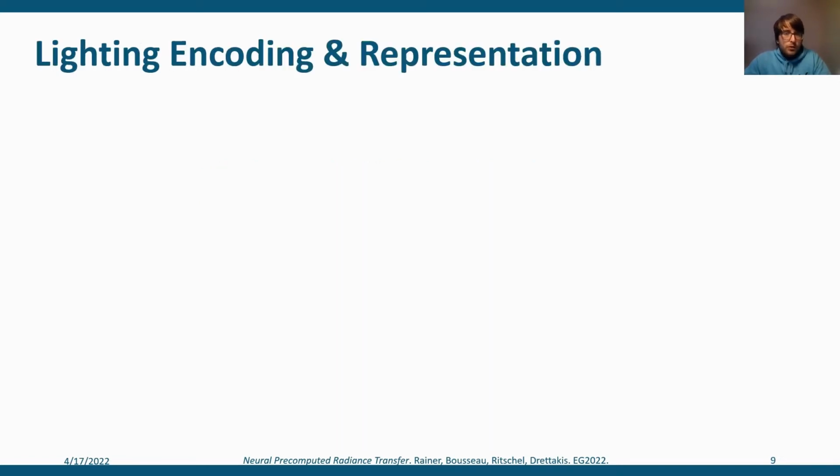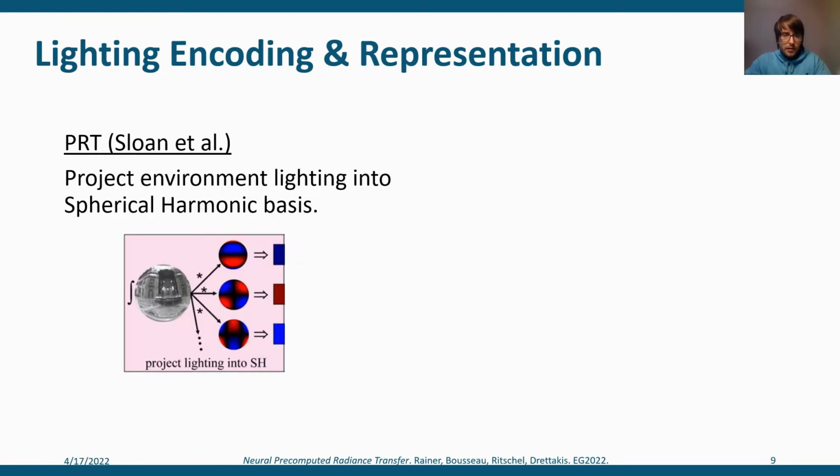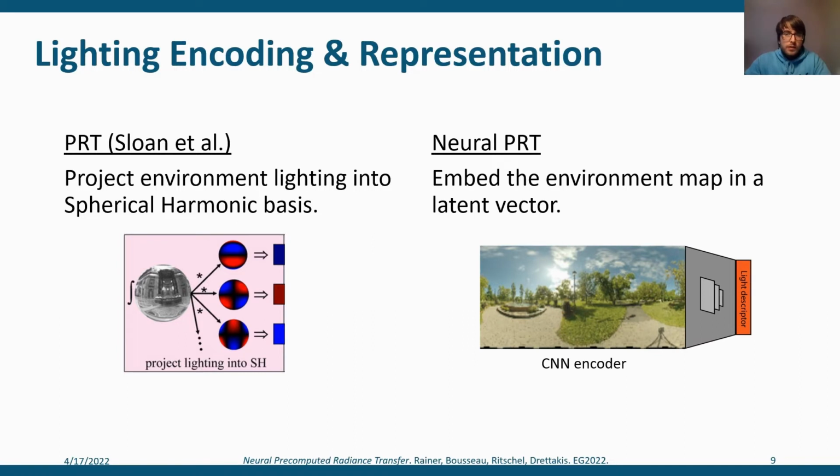So we start from the projection of the illumination into a low-dimensional descriptor. This is the neural equivalent to the projection into spherical harmonics in the original PRT paper. To do this, we simply use a CNN encoder that takes the environment map as input and embeds it in a latent vector. Sloan and colleagues project to spherical harmonics. Our CNN learns which latent space it is projecting to. So it's a nonlinear projection to a latent space that does not have any of the orthonormality properties of spherical harmonics. But that being said, the encoding is learned, so it is specific to the scene.